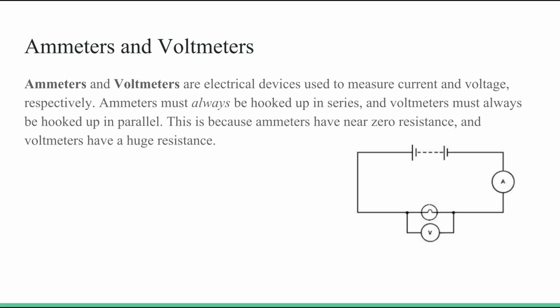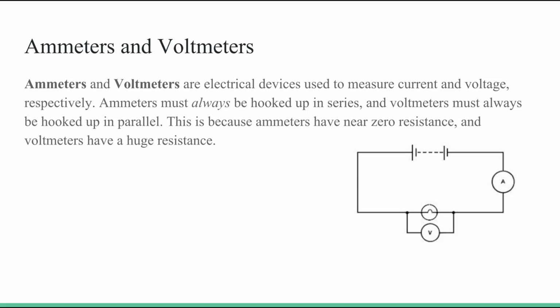So next we're going to talk about ammeters and voltmeters. So ammeters and voltmeters are electrical devices used to measure current and voltage respectively. So ammeters must always be hooked up in series and voltmeters must always be hooked up in parallel. This is because ammeters have near zero resistance and voltmeters have a huge resistance.